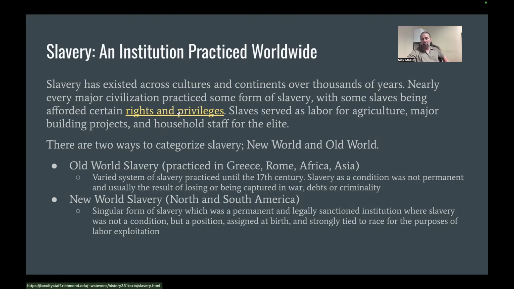And you can click on this little link here that'll give you some examples of laws in Rome, for instance, where slaves were protected. You couldn't just necessarily beat your slave to death. You couldn't physically abuse them in any sort of way, right?